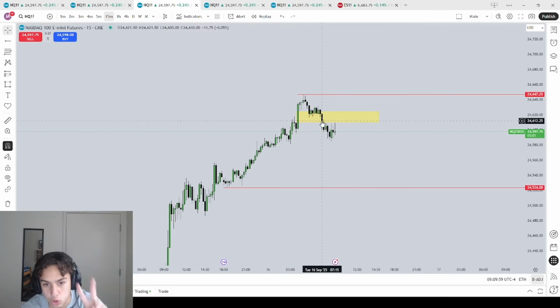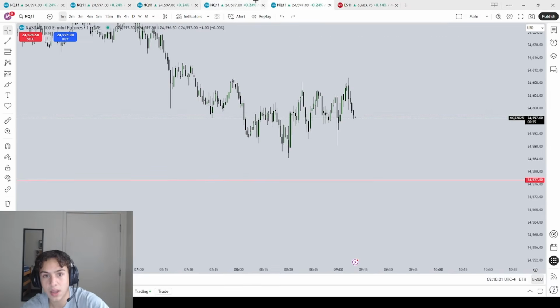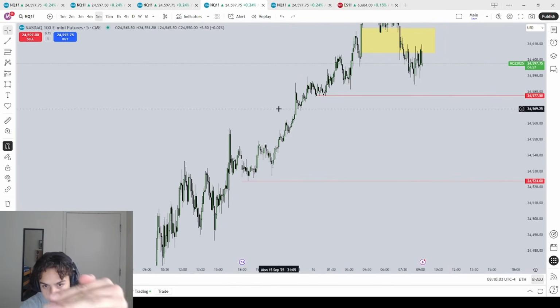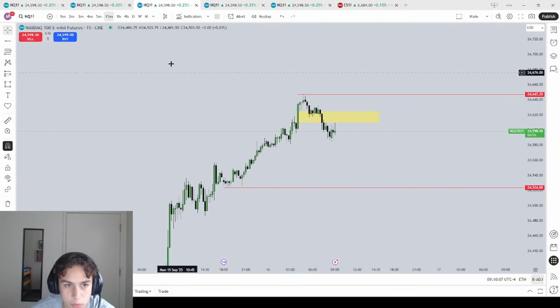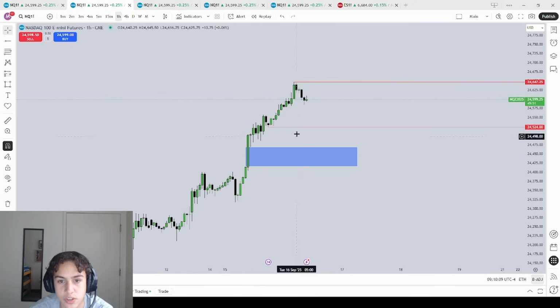I'm only taking shorts. I'm only having a bearish bias because it needs to go down before it goes up again, right? It needs to go to some sort of equilibrium. It needs to have some sort of retracement. It's not just going to rip.